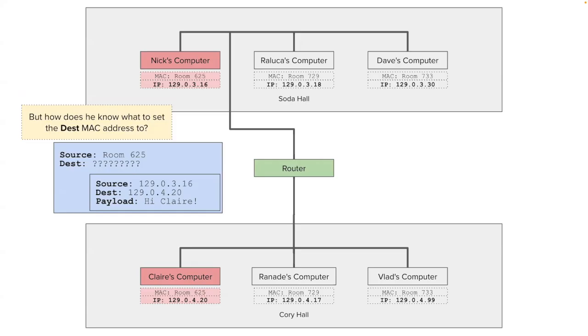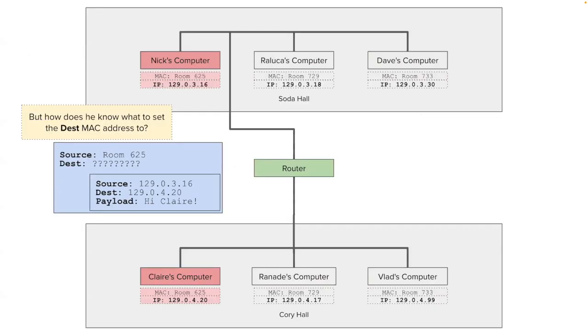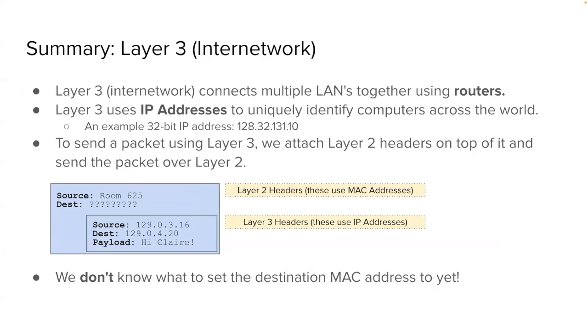So in this case, Nick doesn't know what the destination MAC address should be. Before we get into it, we're going to get a short summary first, and then look at what protocol Nick can use to resolve the MAC address for the recipient.